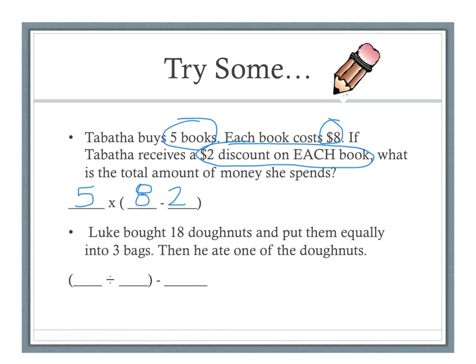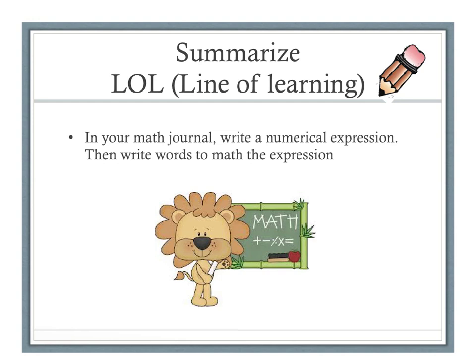Now let's see what Luke did. Luke bought 18 donuts and put them equally into 3 bags. Then he ate one of the donuts. That word equally is like a big flashing sign telling us to divide. Because he ate something, that tells us we're subtracting. So to start, Luke had 18 donuts. He divided them into 3 bags. That's what's in parentheses. We're dividing them up before he eats them. Then he ate one of the donuts, so we have to subtract 1. 18 divided by 3 in parentheses, minus 1. Hopefully, you're starting to get the hang of it.